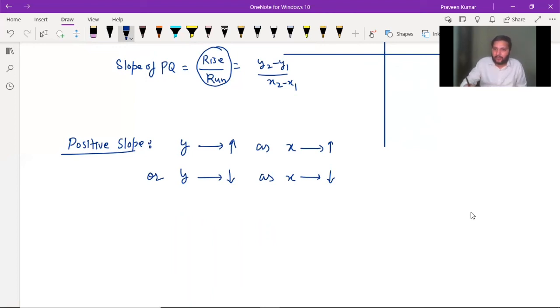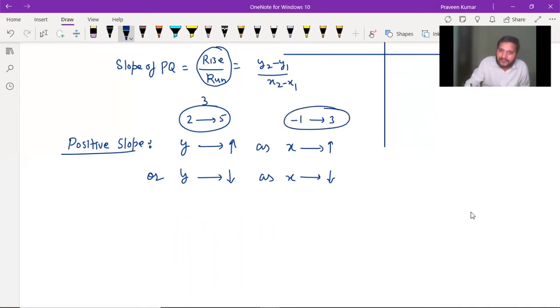Right? How? If y increases, means y becomes 2 to 5, y increases, then x from minus 1 to 3, x also increases from negative to positive. So what is my rise? Rise is basically 5 minus 2, which is 3. What is my run? Run is 3 minus of minus 1, which is nothing but 4. This is my rise. This is my run. So slope is 3 by 4. We will get positive slope.